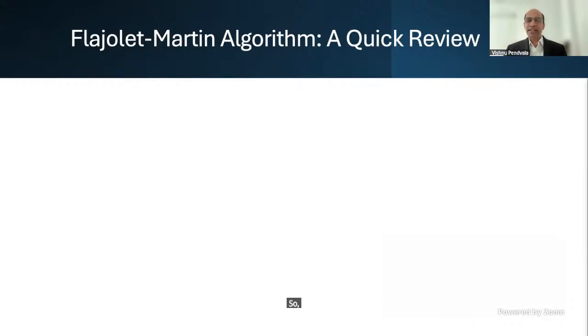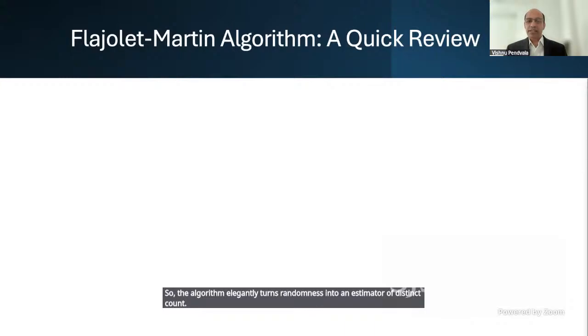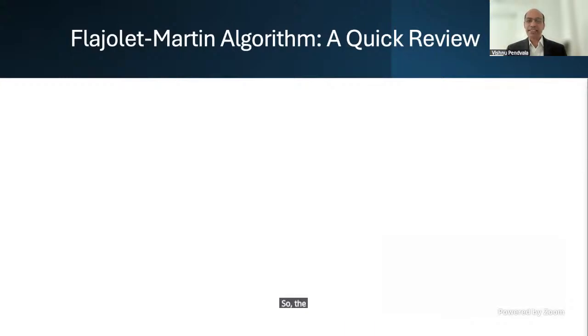So the more unique items you see, the higher the chance that one of them will have a long run of trailing zeros. So the largest such run tells you roughly how big your set is. So the algorithm elegantly turns randomness into an estimator of distinct count. So the real magic is that we only need to store the maximum observed zero run length, right? The number of zeros is what we are going to store, not the whole data set. So that's what makes it scale.